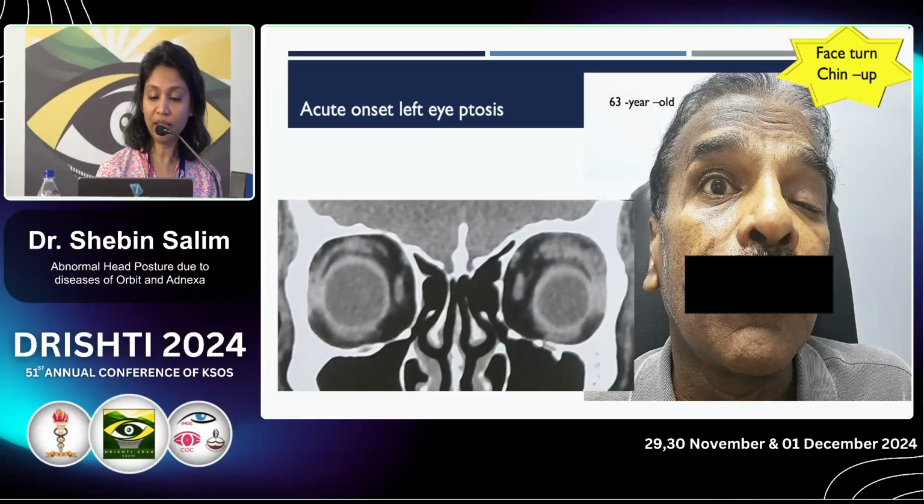Here we can see on imaging there is enlargement of the left superior rectus and LPS muscle complex with an adjacent lacrimal gland inflammation. So here he is again adopting the chin up and face turn, one for a better field and also to get vision with the left eye.